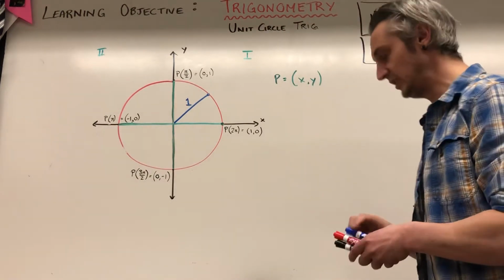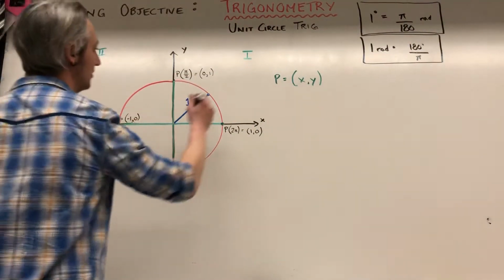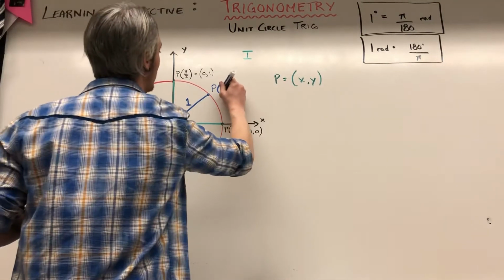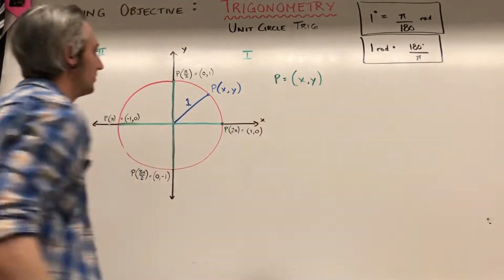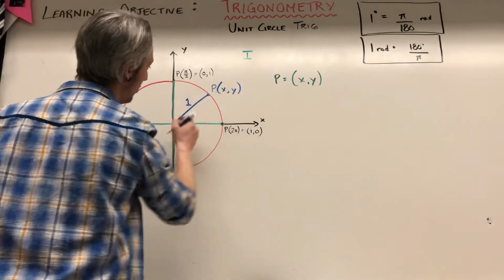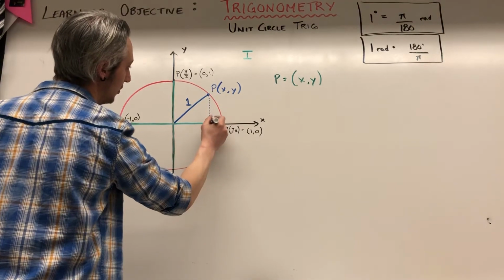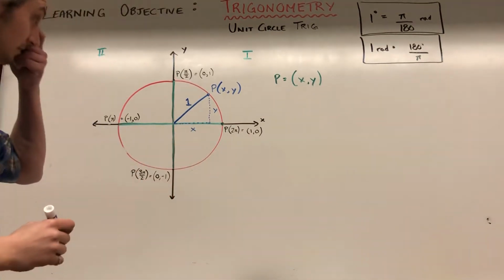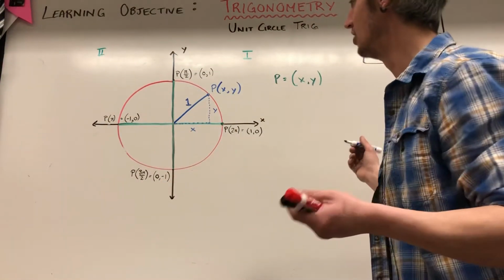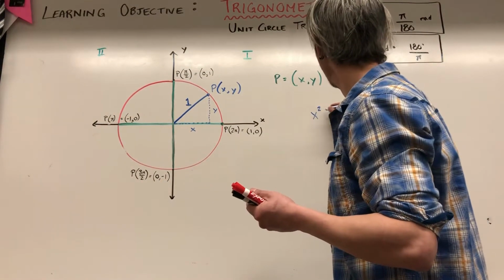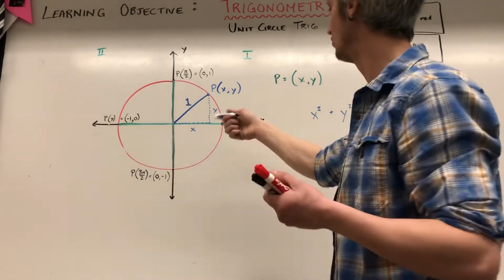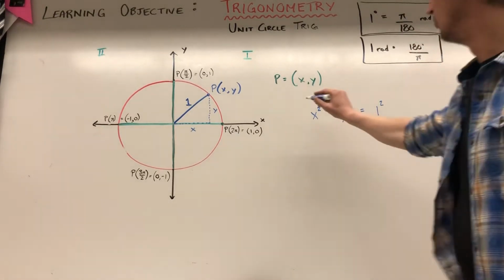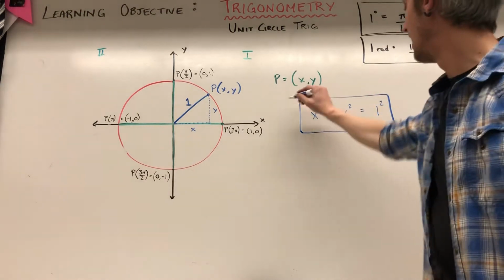Now we can start working with different points along the circle by using what we know about trigonometry. This point here creates a triangle which has a y coordinate and an x coordinate. And I know from trigonometry that x squared plus y squared, my x coordinate squared plus my y coordinate squared, will equal 1, or 1 squared. This is the basis for how we're going to start solving problems.